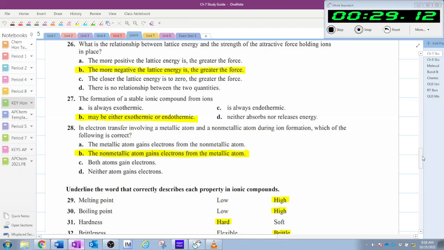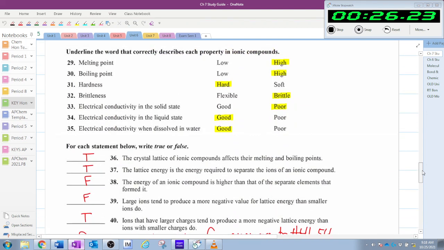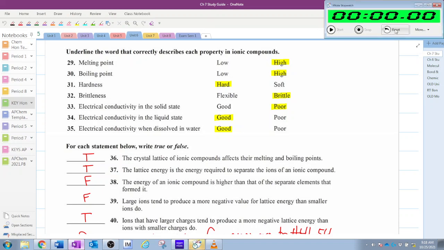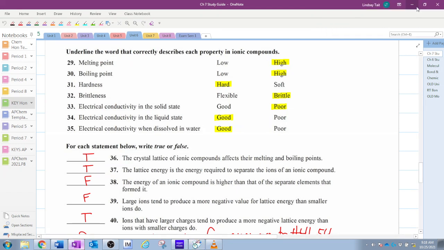And then the bottom half with some more true false. There we go. All right, so any questions up to that point for the ionic bonding? Good. Okay, I'm actually going to do the last section with you.